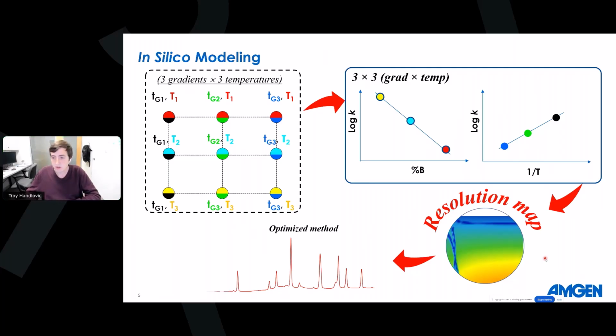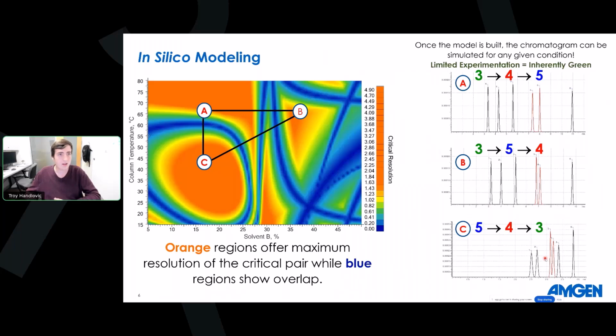So forward here. On the left, I'll show an example of a resolution map, and this is a resolution map where we're plotting the %B of the starting gradient versus column temperature. There's a variety of different things that you could plot on these resolution maps, as well as different times. So here we're looking at the initial timing conditions, and then you see on the color bar the critical resolution, which is the resolution of the least resolved pair.